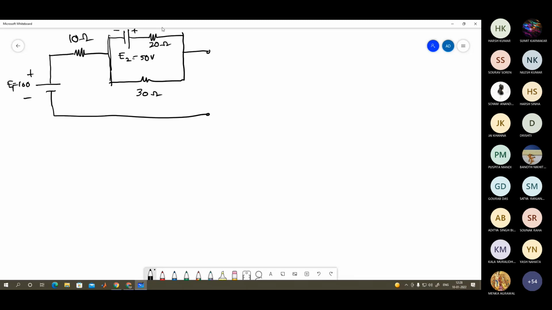Okay, so let us take this problem. Here it is asked to find the equivalent VTH and RTH, just like the way it is shown here. You can see that it is an open circuit anyway. So what is the value of E1? E1 is 100 volt. E2 is equal to 50 volt. This is a 20 ohm resistor, 30 ohm resistor, 10 ohm resistor.